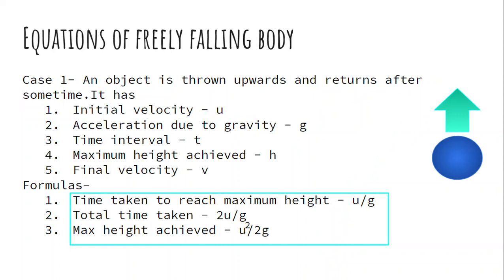So, let's begin. Now, the equations of freely falling bodies. We have two cases, and the first case is an object is thrown upwards and it returns after some time. It has initial velocity u, acceleration due to gravity g, time interval t, maximum height achieved h, and final velocity v. So, the formulas will be: time taken to reach maximum height u by g, total time of the journey 2u by g, max height achieved by the object u squared by 2g.